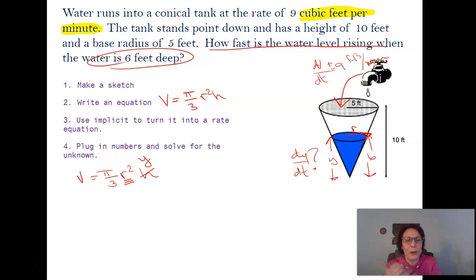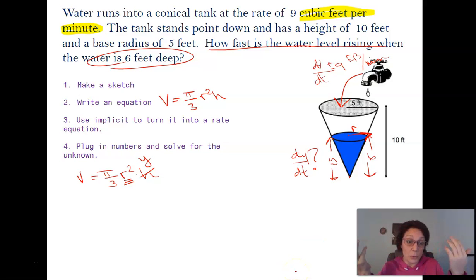If you don't know the rate at which r is changing, you can't solve this equation with an r in it. Okay? If we didn't know the rate at which h was changing, or y, whatever we're calling it, we wouldn't be able to solve this if we didn't have the dy dt or the dh dt. So if you have a variable in your equation, but you don't have any information about it, you got to get it out. So we've got to get that r out of the equation.